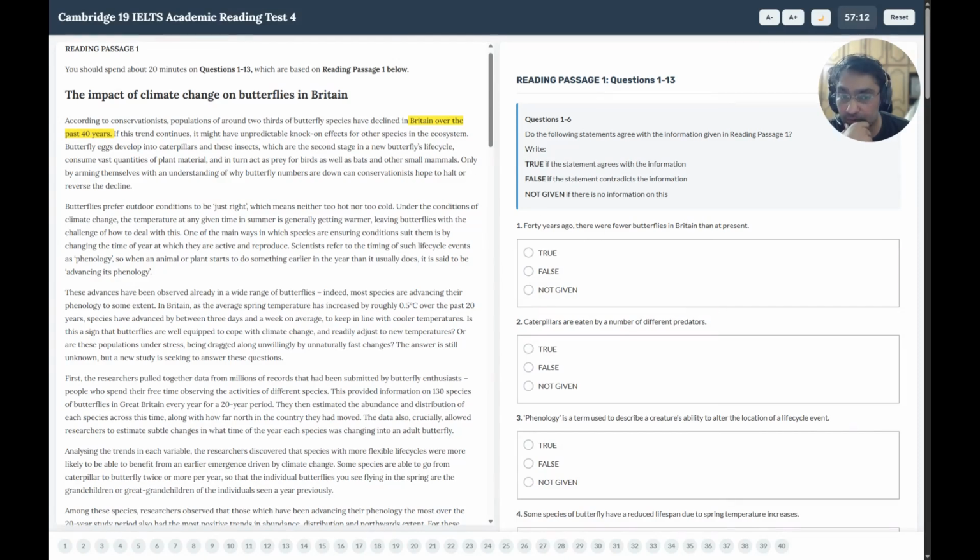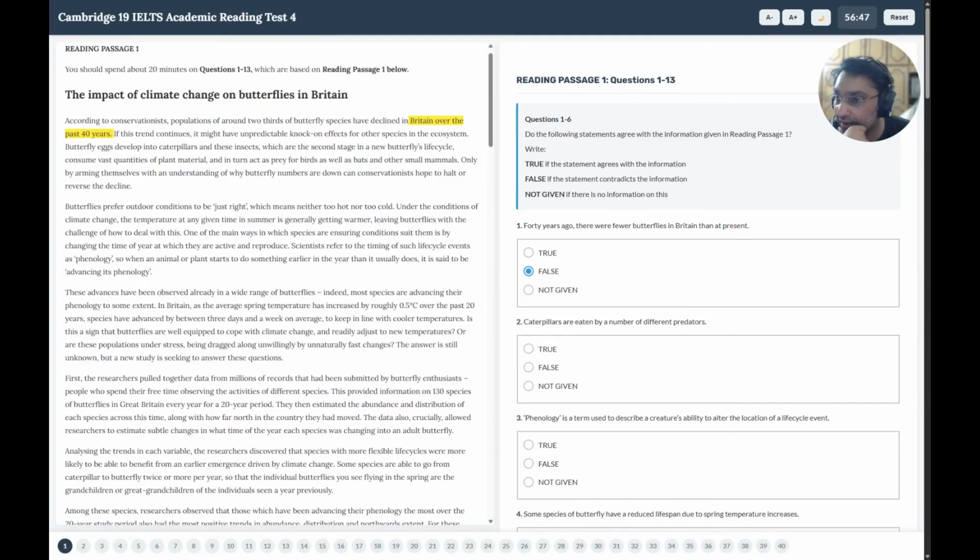40 years ago, there were fewer butterflies in Britain than at present. Around two-thirds of butterflies have declined in Britain. So over the last 40 years, they have actually declined, which means 40 years ago there was a much higher population than today. Hence, this statement is 100% contradictory. It is false.